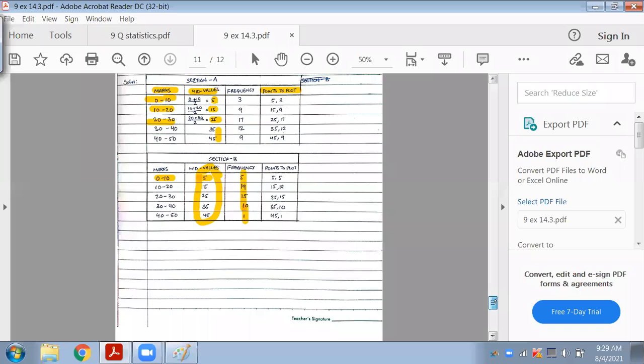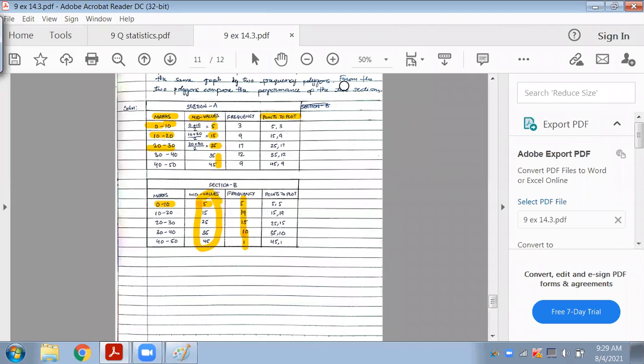How to draw the graph? To draw the graph, we take the mid values and the frequency. So mid values are ranging from what? 5, 15, 25, 35, 45.